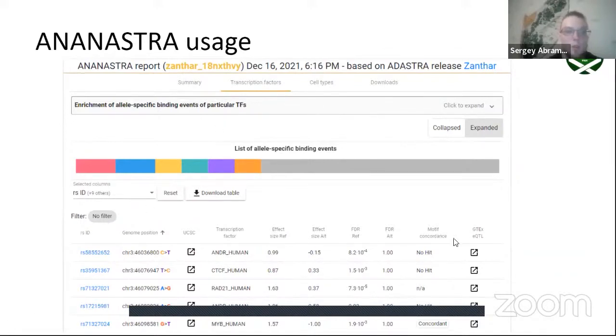You can download these tables in the download section to work with the data offline, so it can be really useful. Yeah, something like this. Thank you very much, and this brings me to the end of my talk. Thank you so much.